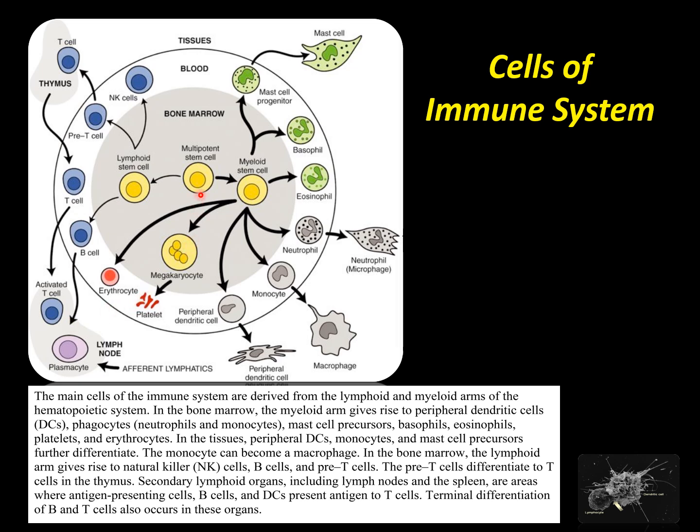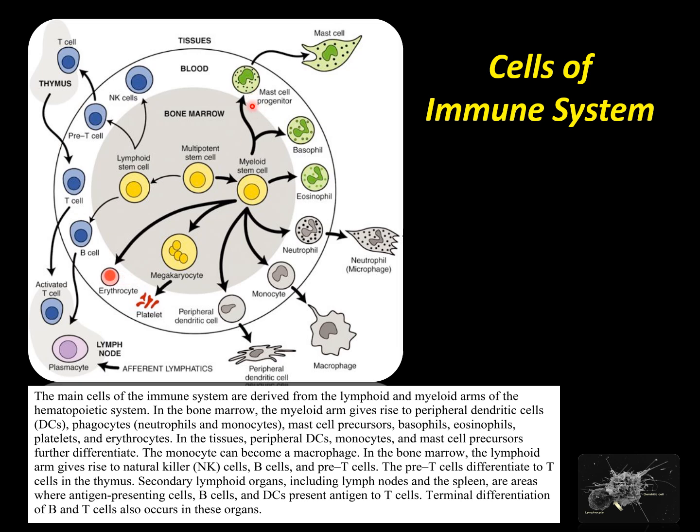Now, multipotent stem cells can be converted into myeloid stem cells. This myeloid stem cell gets converted into mast cell progenitor, basophils, eosinophils, neutrophils, monocytes, and peripheral dendritic cells in the blood. They can also get converted into megakaryocytes in the bone marrow, which convert to platelets in the blood. Myeloid stem cells convert directly into RBCs in the blood.